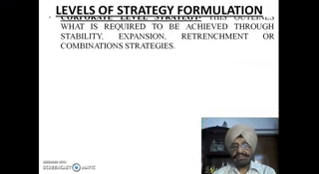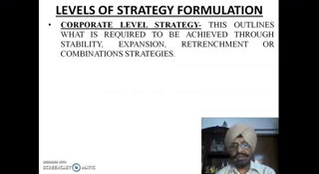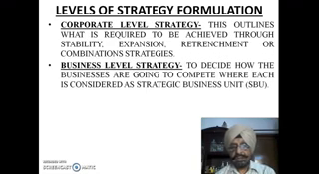In the levels of strategy formulation, the corporate level strategy outlines what is required to be achieved through the type of strategy that we have studied: stability, expansion, retrenchment or combination strategies. Next comes the business level strategy, to decide how the businesses are going to compete, where each is considered a strategic business unit. Each corporate has various businesses, and in the respective business there are other players also, and how it is going to compete. For example, how is Tata Consultancy Services going to compete with Infosys, HCL, etc.